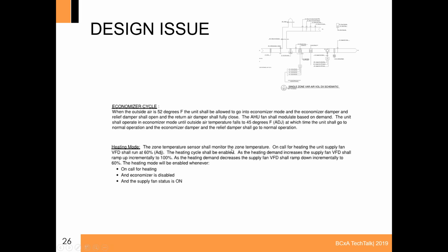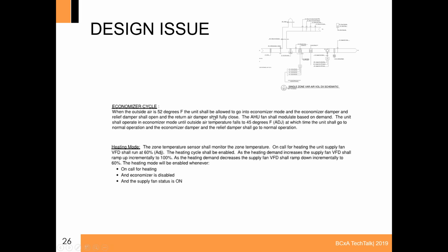Heating mode: the zone temperature sensor shall monitor zone temperature. On a call for heating, the unit supply fan and heating cycle shall be enabled. The heating mode is enabled whenever economizer is disabled. Okay, so this says the heating mode can only come on if the economizer is disabled. And this says the economizer is automatically enabled below 52 degrees.